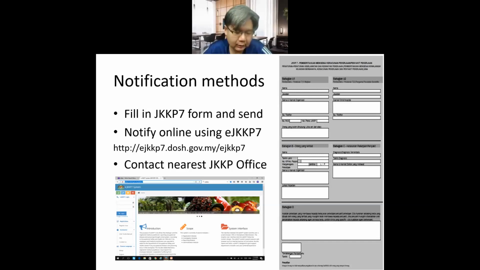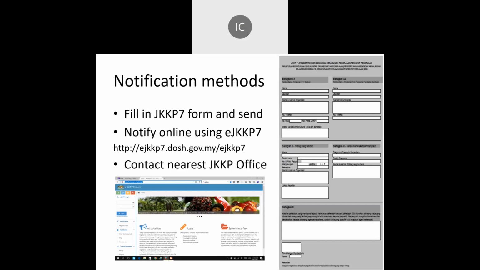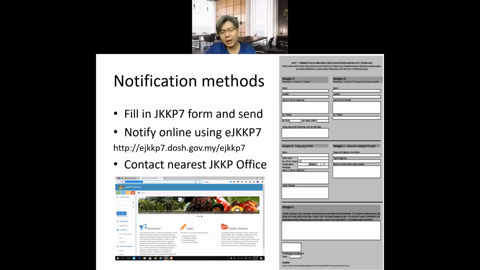NATOPOC asks the OHD to notify whenever they detect or suspect occupational disease. So as an OHD, even though I suspect it's an occupational disease, I cannot confirm. I suspect, I can notify DOSH. Even when I send this JKKP7 form online, they will come to your company, very fast, within 1 or 2 weeks. So that is the way they protect the workers.